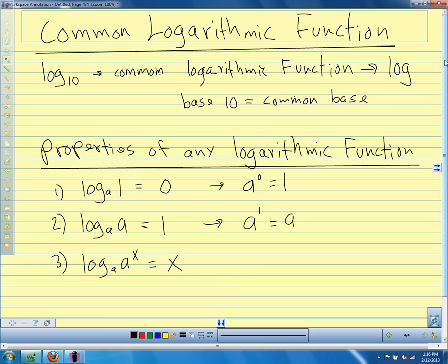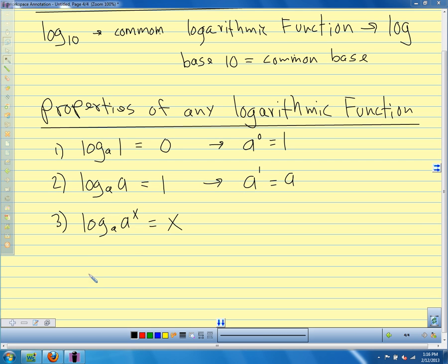So if our bases are the same, the logarithmic function and the exponential function essentially undo each other. And the opposite is also true. a raised to the log base a of x power equals x. If they have the same base, the logarithmic function and the exponential function basically undo each other. And these are because they're inverse functions.